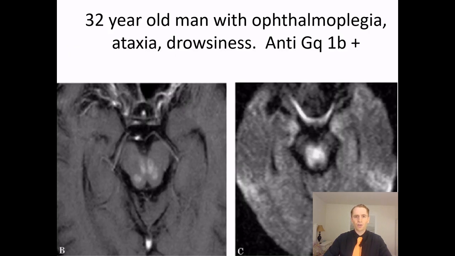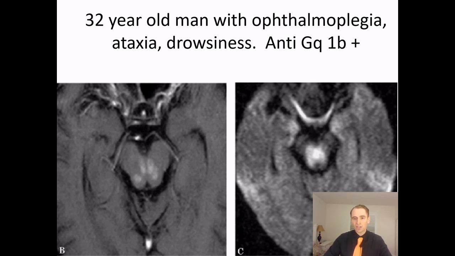This is a 32-year-old man with ophthalmoplegia, which is paralysis of eye movements. He also had clumsiness of gait, ataxia, and drowsiness and confusion. The MRI scan showed these symmetrical lesions that take up the contrast dye in the midbrain. And he had positive anti-GQ1b antibodies.